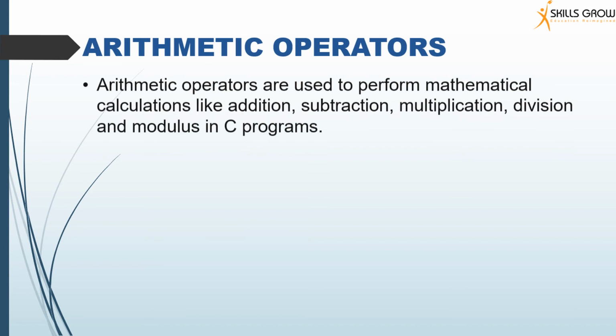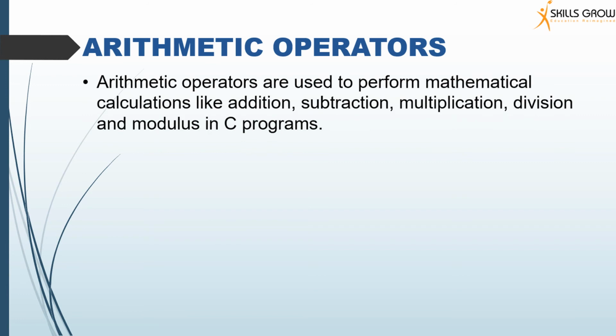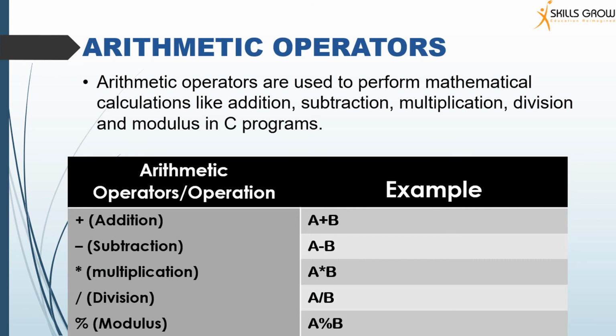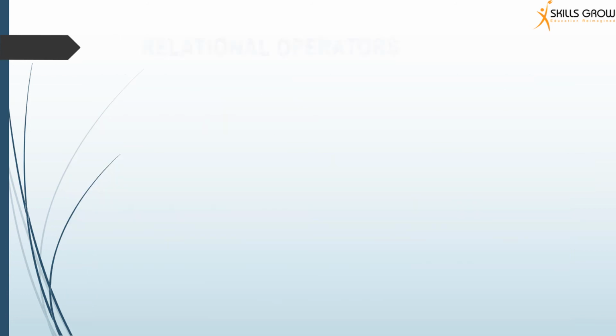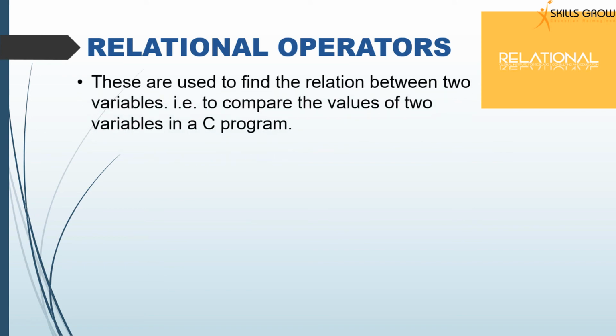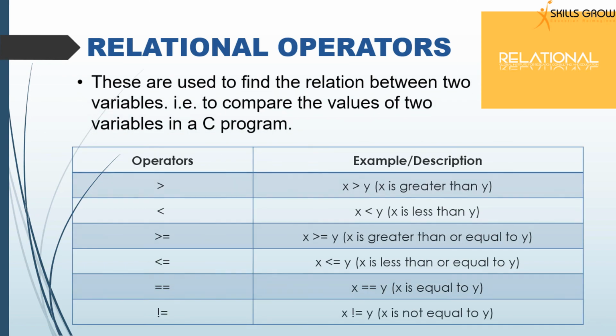Arithmetic operators. These operators are used to perform mathematical operations like addition, subtraction, multiplication, and division, etc. Relational operators. These operators are used to find relation between two variables, which means comparing two variables in a C program.